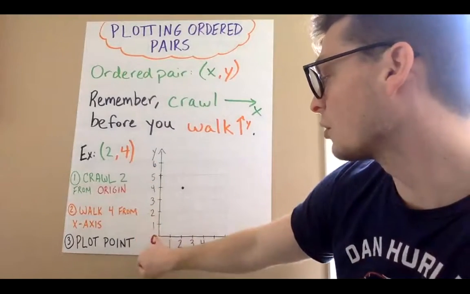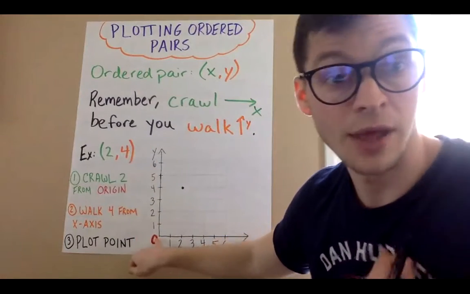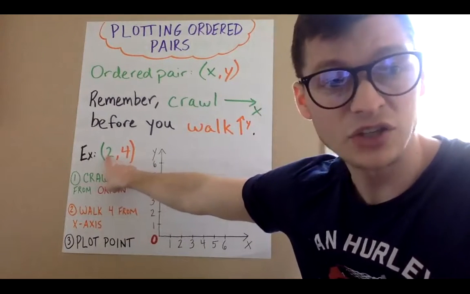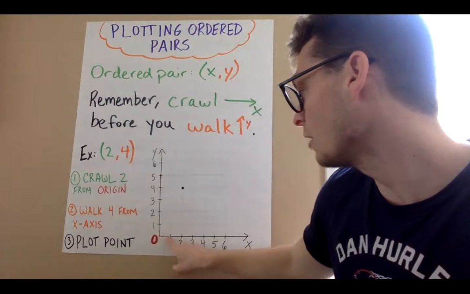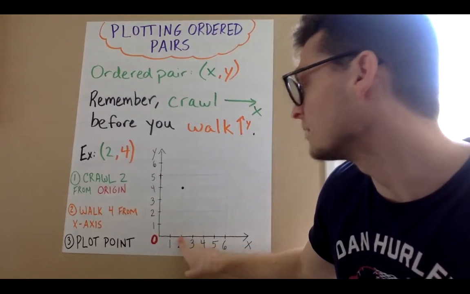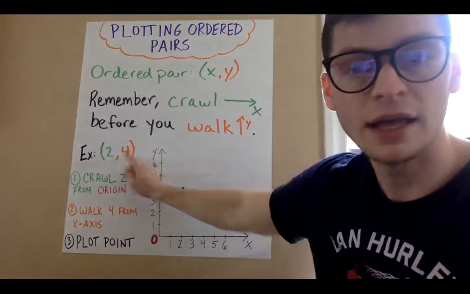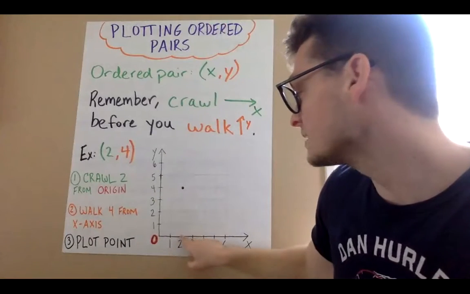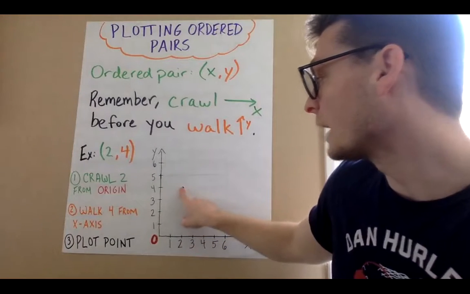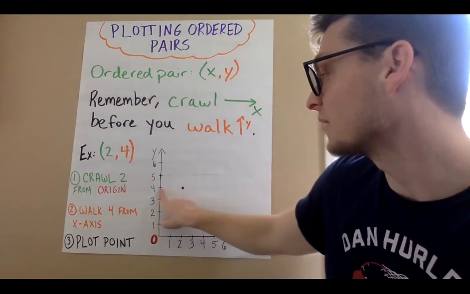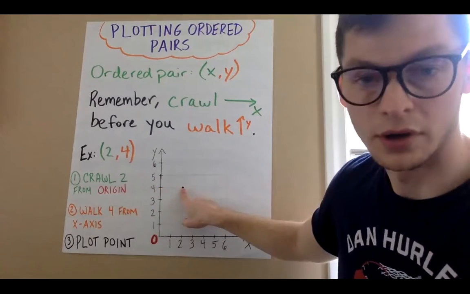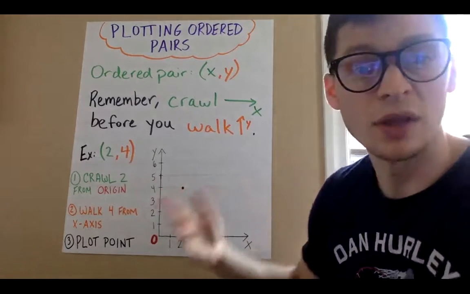So again, let me walk you through what I just did. I started at my origin. I know that babies crawl before they can walk, so I'm crawling my x coordinate. Crawl 1, crawl 2 on my x-axis. I'm going to keep that there. And then I'm walking on my y-axis 4. 1, 2, 3, 4. And I can see that it's at 4 because if I look to my y-axis, it's right at 4.